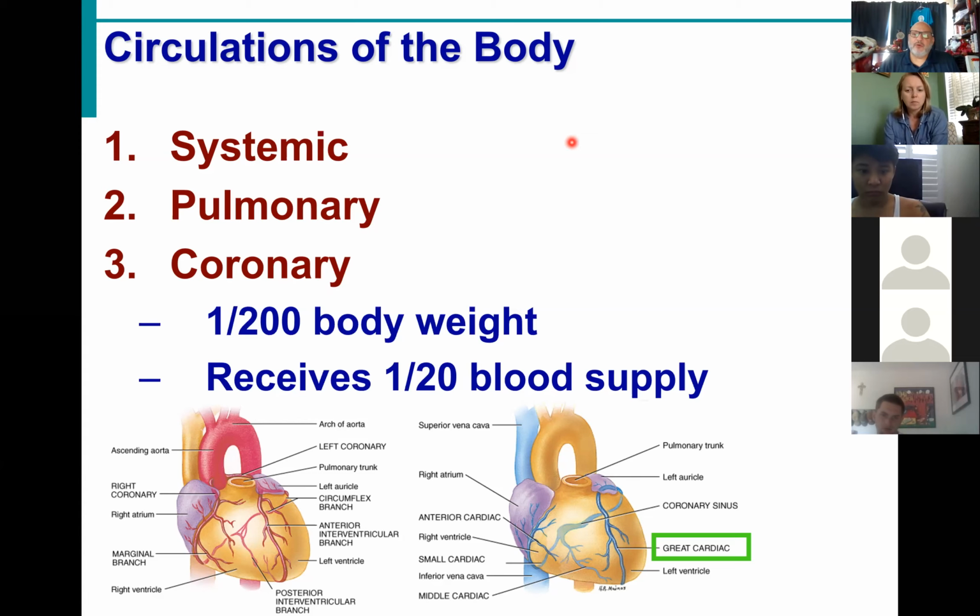Yes, the heart receives about 1/20th of your blood supply. That is correct, while you're sitting at rest. All right, excellent.